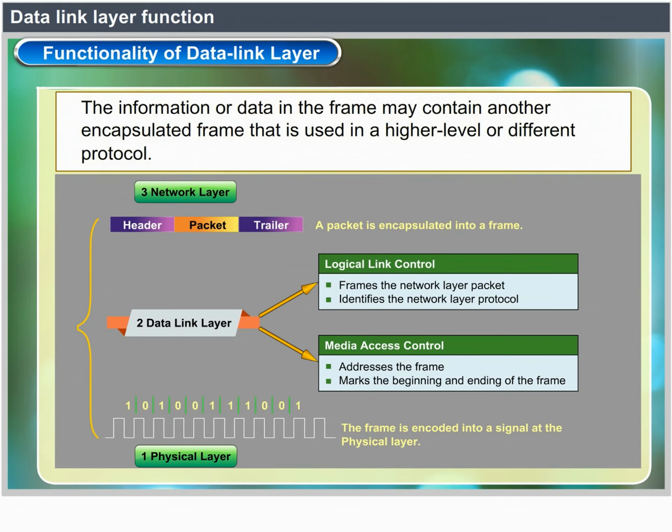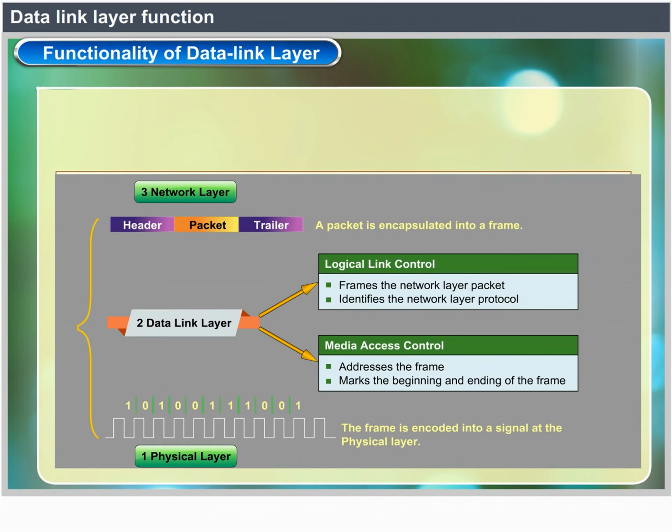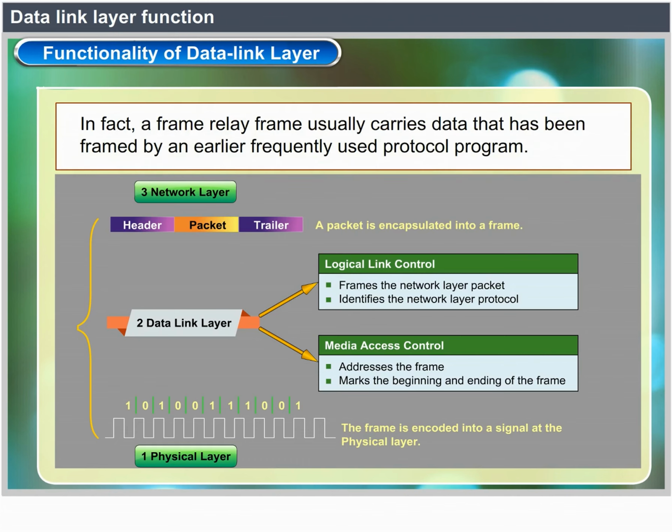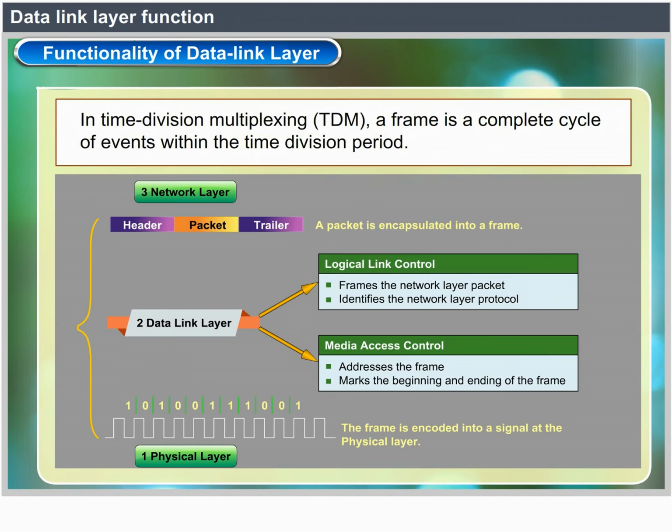The information or data in the frame may contain another encapsulated frame that is used in a higher level or different protocol. In fact, a frame relay frame typically carries data that has been framed by an earlier protocol program. In the time division multiplexing or TDM, a frame is a complete cycle of events within the time division period.